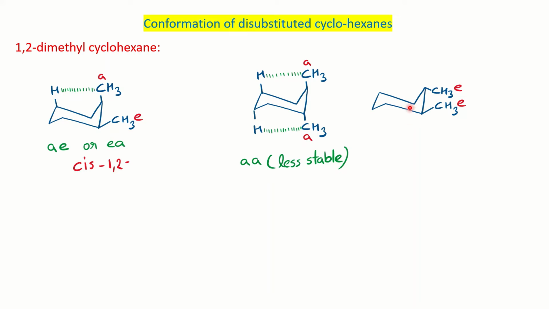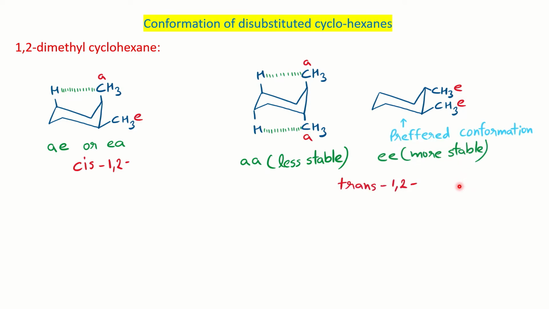The other possibility to draw trans 1,2-dimethyl cyclohexane is to draw both methyls at equatorial positions. Here also it is trans only. One methyl is above the plane, and the other methyl is below the plane. So the two are trans to each other but at equatorial positions. And at the equatorial position, you don't have any 1,3-diaxial interaction with this methyl. So this isomer is the preferred conformation of trans 1,2-dimethyl cyclohexane, and it is more stable.